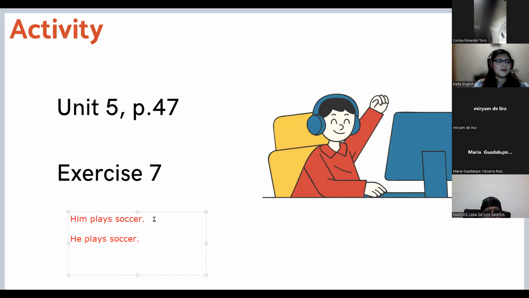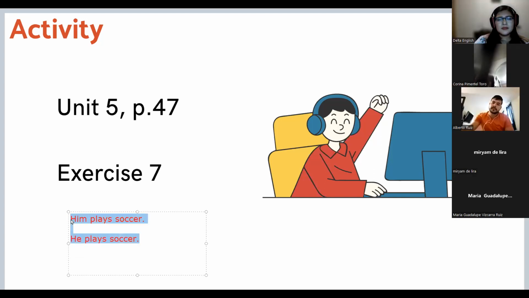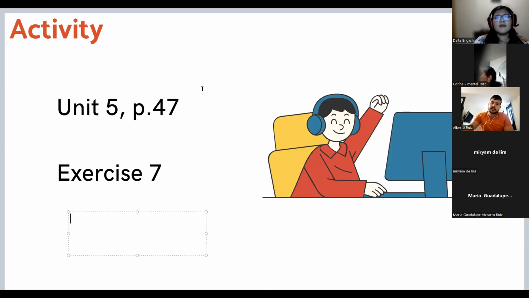Cody, go ahead. Miss, yo solo tengo una duda en donde escribió since my car is a thing. Ujú. Aquí, ¿ahí qué significaría since?